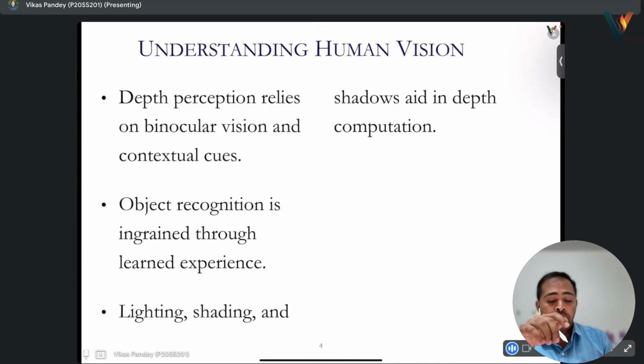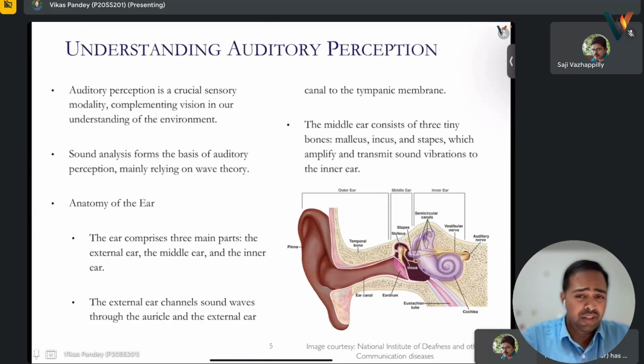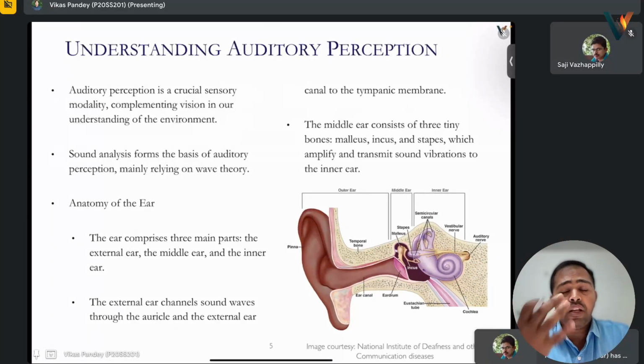Lighting, shading, and shadow also help us in computing and understanding depth perception. Now let's come to auditory perception, that is hearing. This is a very important sensory modality. It complements vision in our understanding of the environment.